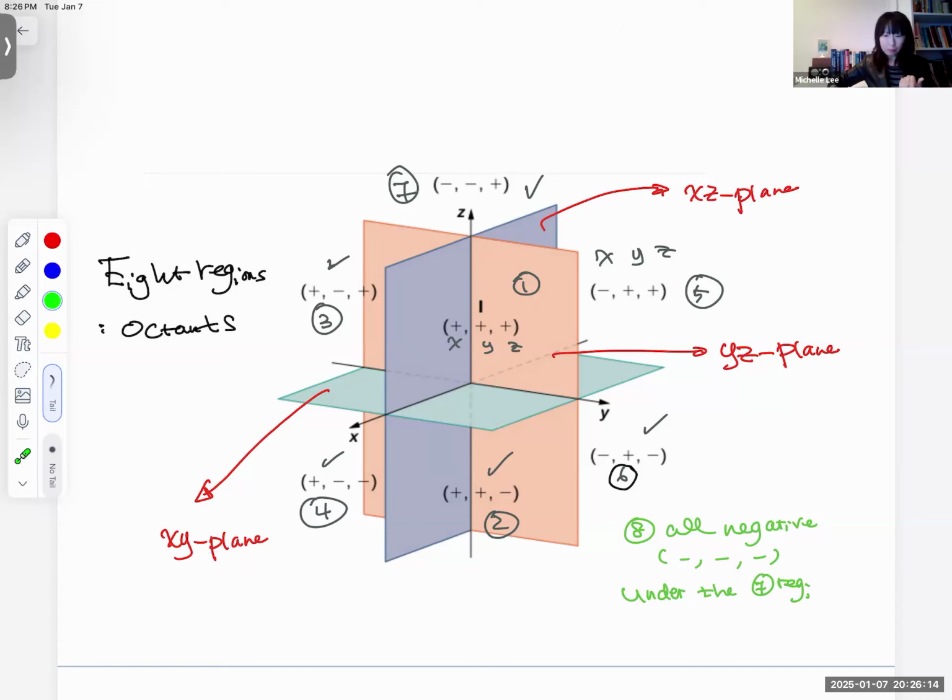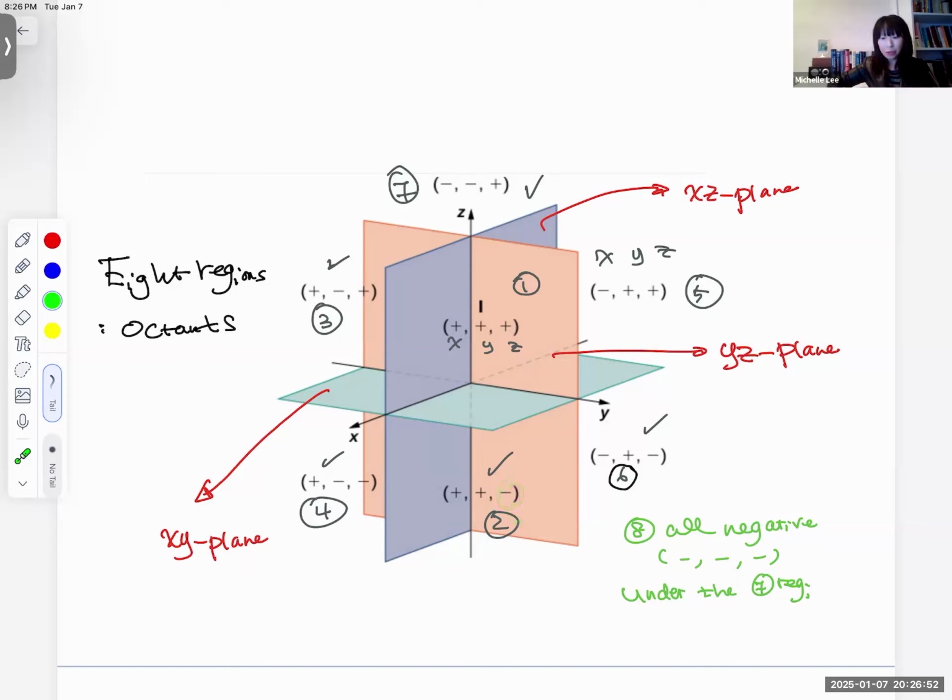So here is the XZ plane. Here is the YZ plane. Here is the XY plane, right? This region we call the first octant, and in it x, y, z are all positive. Second octant, below the first octant, then which one is negative? Z is negative, right?